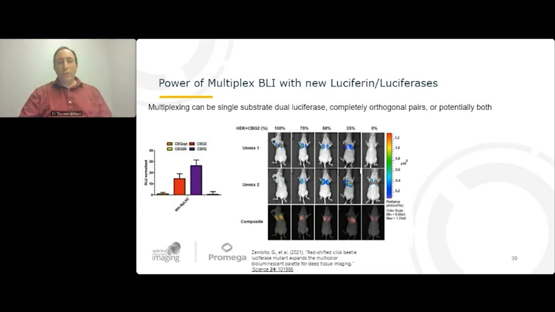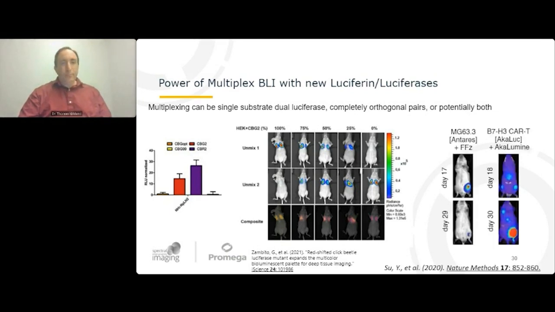So with one injection, you can deconvolute whether you're seeing signal from the click beetle green or the click beetle red. And as you can see that quite nicely in the two different tumors which are on the flanks of these mice. And you can determine the percentages from 0 to 100% of which enzyme that you're seeing. So this allows you to track two different types of biology with one substrate injection. The deconvolution can be a little trickier because you have to collect both photons of color at the same time, but it does simplify the experiment and give you one image that you can then deconvolute.